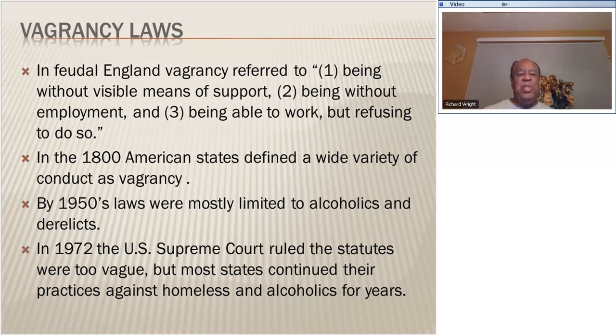Vagrancy laws. Vagrancy laws in feudal England referred to being without visible means of support, or being without employment and able to work but refusing to work. In the 1800s, the American states started defining this as vagrancy, and by the 1950s it was limited to alcoholics and derelicts. In 1972, the Supreme Court ruled that most of the statutes were too vague, but most states continued their practice against the homeless and alcoholics for many years. It still exists even today.